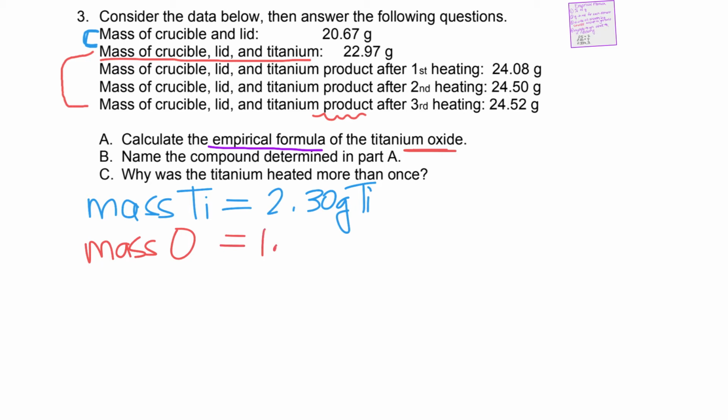So that's going to be 1.55 grams of oxygen. And in this case, guys, it's not O2. It's just O because it's part of a compound. Now we're all set and we're ready to do our empirical formula problem. So we're just going to go from grams to moles.